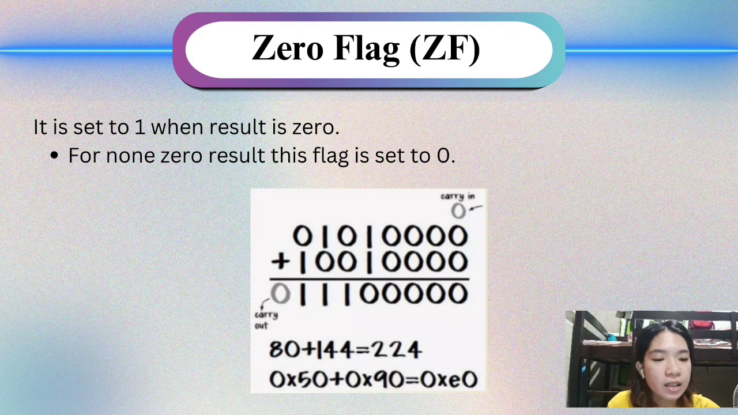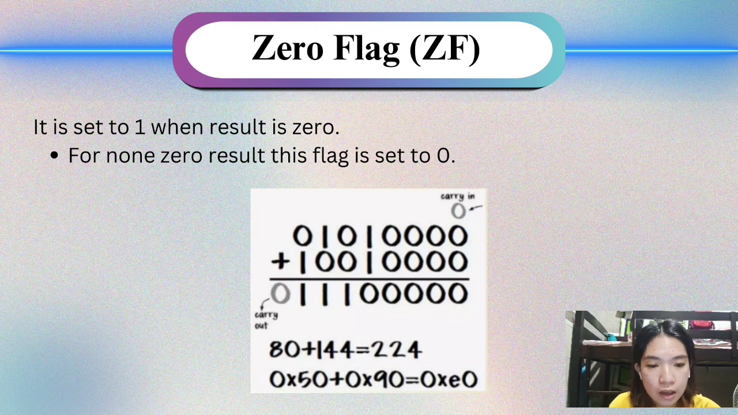So the zero flag is set when the result of an arithmetic or logical operation is 0. The purpose of it is to determine the outcome of an operation. For example, in conditional branching, if the ZF is set, it may indicate that a certain condition has been met. And this flag is crucial for loops and conditional statements in programming.